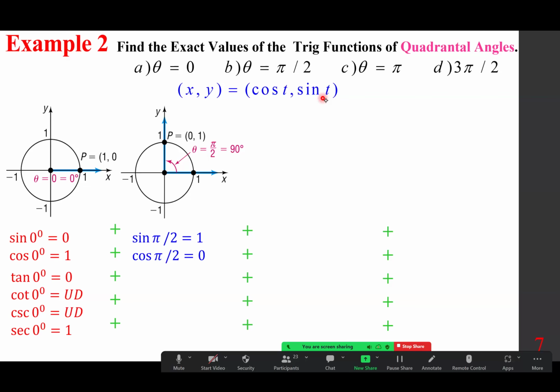Therefore, if I want to find the tangent, which is sine over cosine, it becomes undefined. UD short for undefined. But cotangent is cosine over sine, 0 over 1, and it's 0. Cosecant is 1 over sine, and it's 1. Secant is again undefined because this is 1 over cosine.